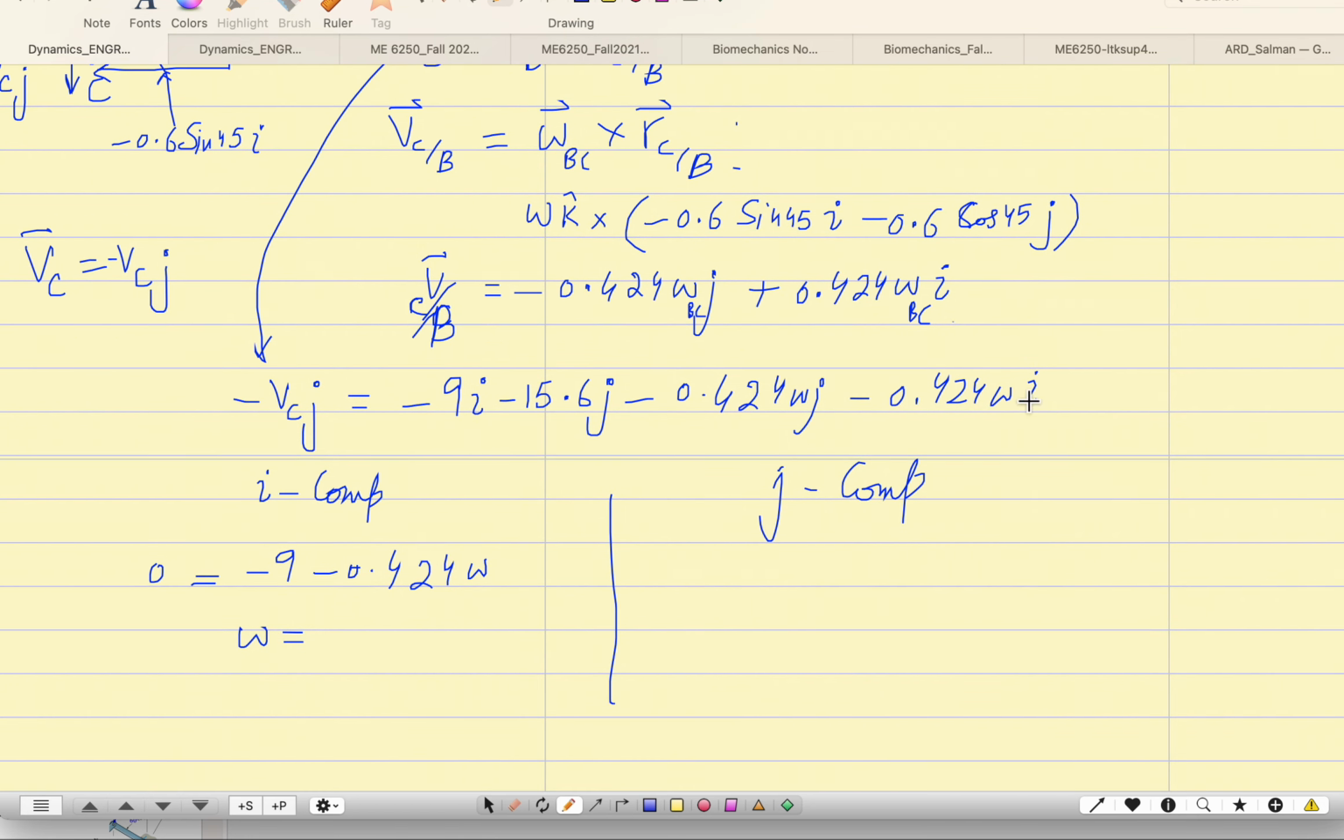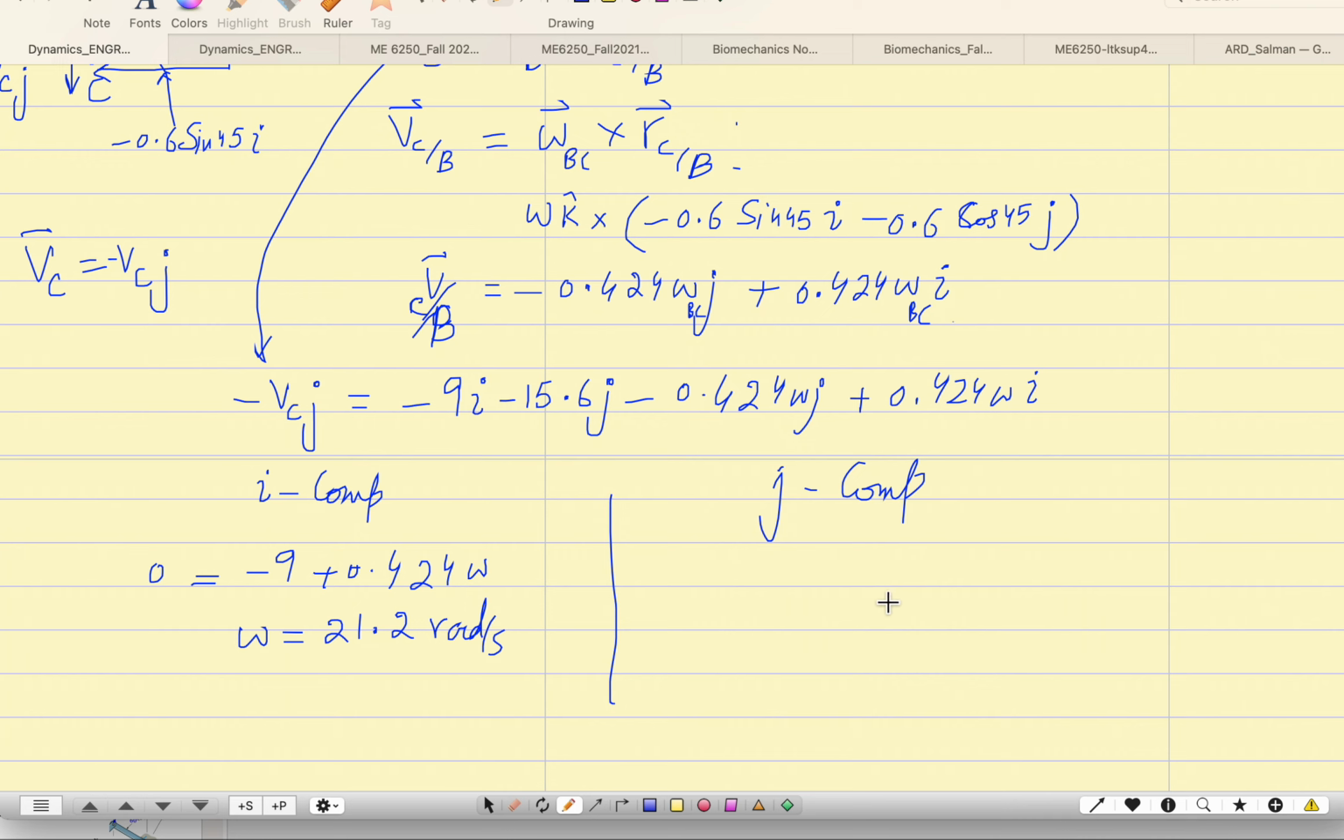I'm sorry, there is a little error. This is positive, because I noted down negative, which is not correct. So it is positive. What do you guys get from here? One student says 21.2 radians per second.